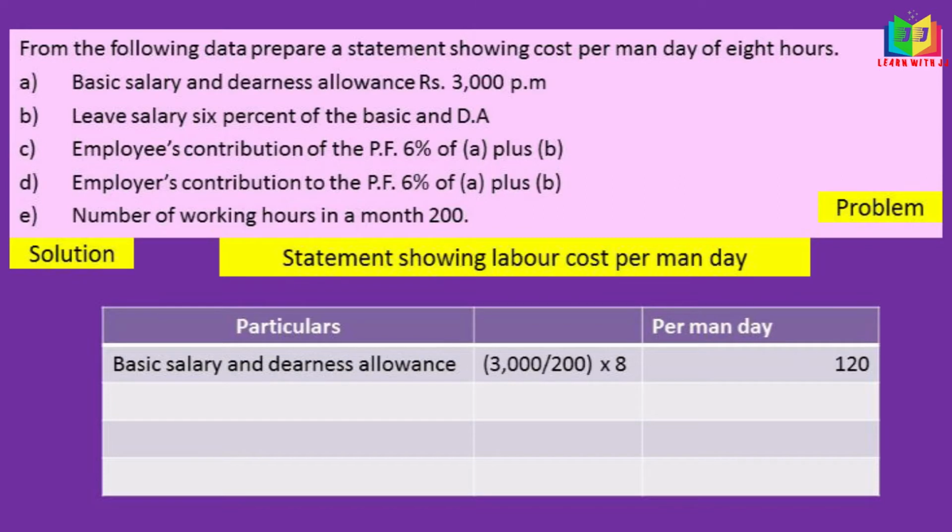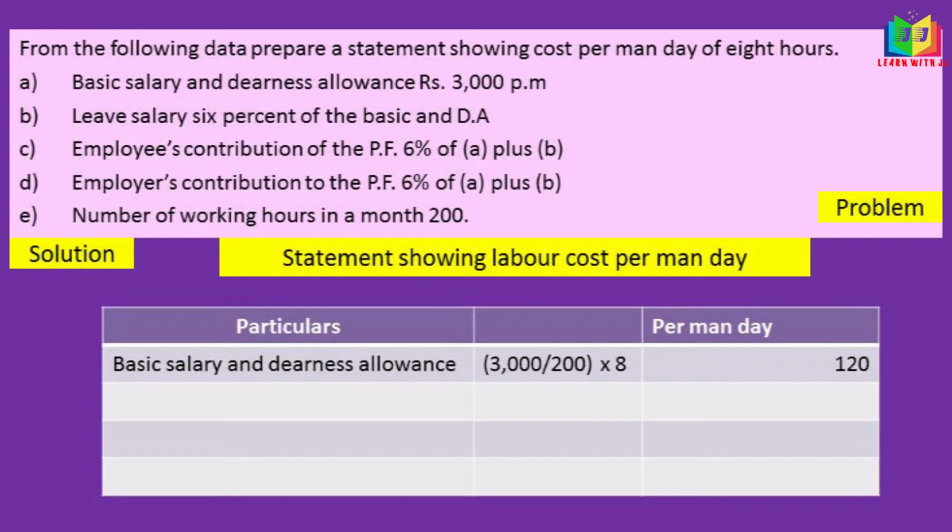This is the format. Statement showing labor cost per man day. For one man and for one day we are going to calculate it here. First we have to write the basic salary and dearness allowance, and it is given for a month, 3000 rupees per month. But we need to know the basic salary and dearness allowance for a day.